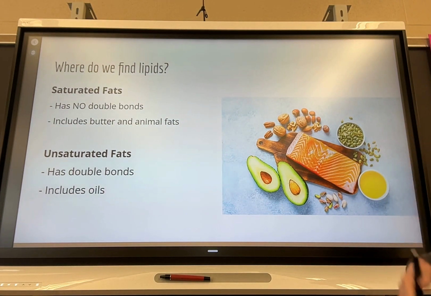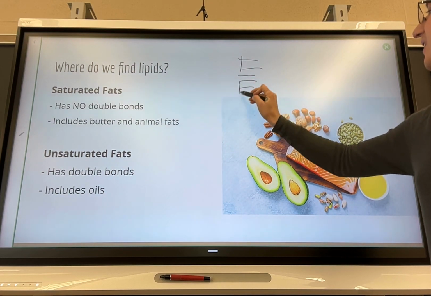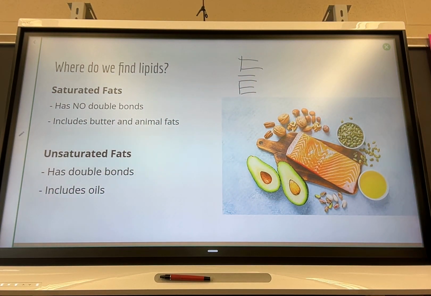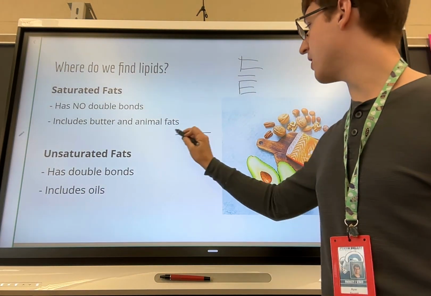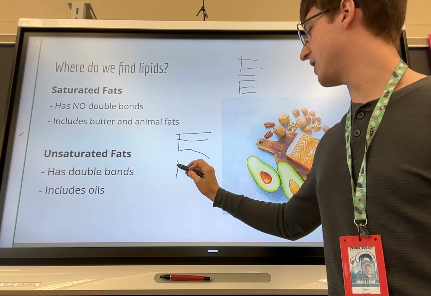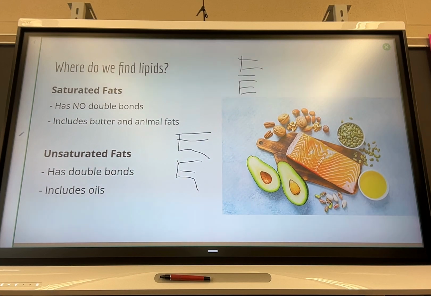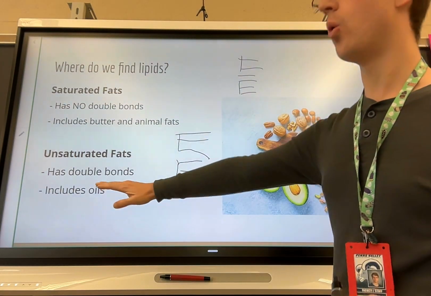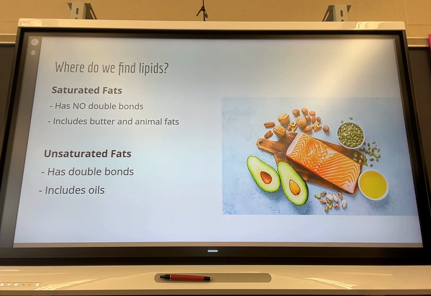So when we compare these two, saturated fats are going to stack very easily. They kind of lay flat on top of one another. And what that leads to is they can hold as a solid a lot better. We see this in things like butter and animal fats. Unsaturated fats, because of that kink to the tail, they don't really sit well on top of one another. They kind of move around each other. And this is going to lead them to be more liquid and include things like your oils. So your vegetable oil, your peanut oil, your canola oil, all of your cooking oils would be examples of unsaturated fats.